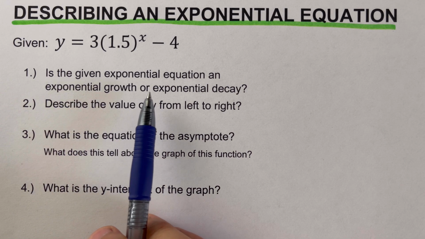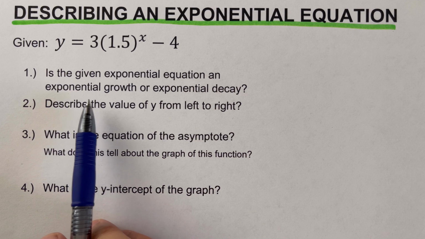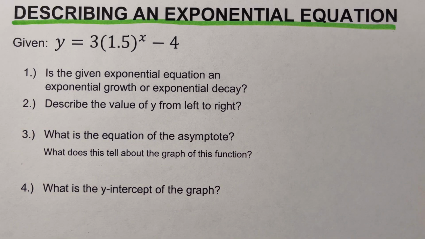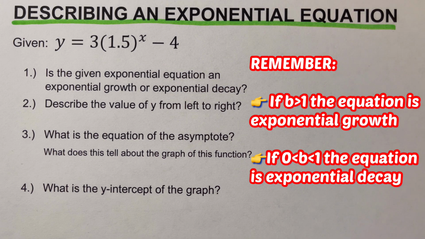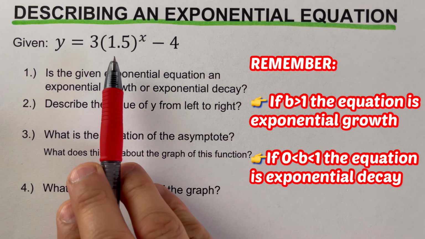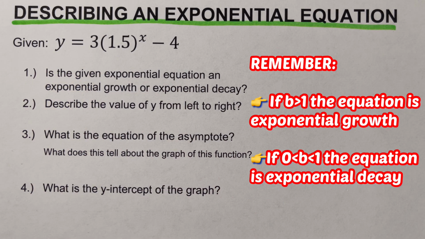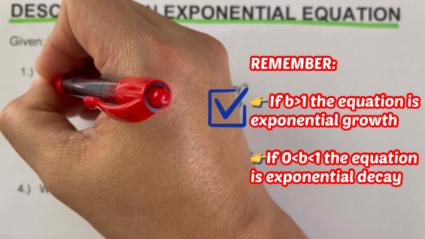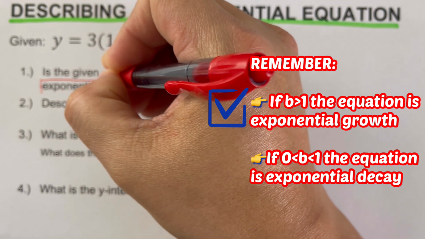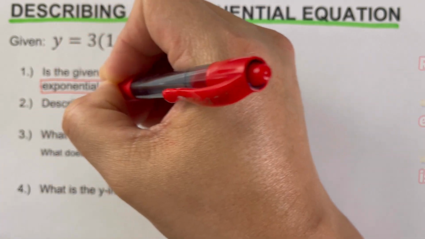Is the given exponential equation, so this one right here, an exponential growth or an exponential decay? We remember that if b is greater than 1, then the equation is an exponential growth. If b is greater than 0 but less than 1, it is an exponential decay. So looking at this equation, since our b is 1.5 and it's greater than 1, we can go ahead and say that this is an example of an exponential growth. So I'm just going to go ahead and put this inside the box.